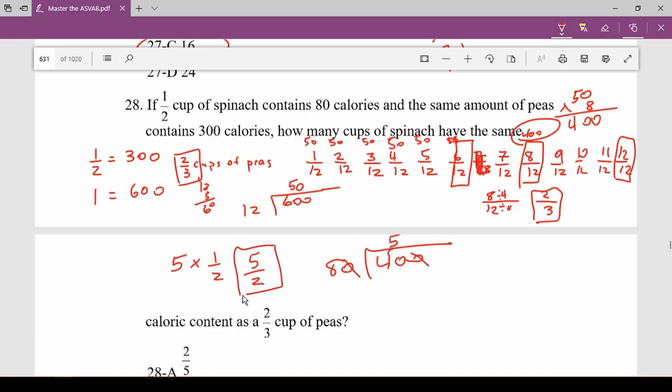This is an improper fraction, so I'm going to convert it to a mixed number by doing 5 divided by 2. 2 goes into 5 2 times. 2 times 2 is 4. 5 minus 4 is 1, so this is my remainder. Again, we talked earlier about making fractions into mixed numbers. So this is going to be 2 and 1 half cups, which is right here.